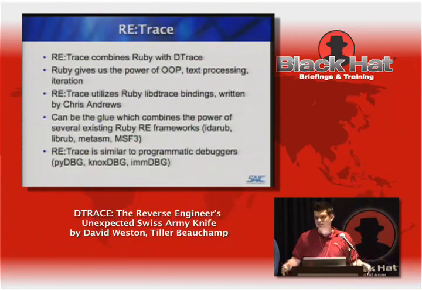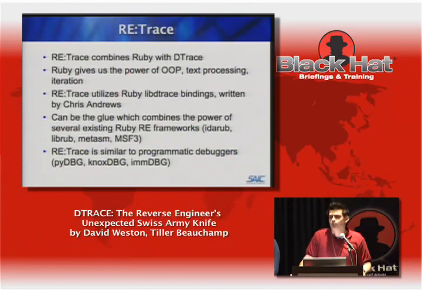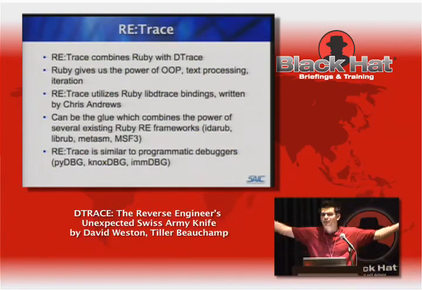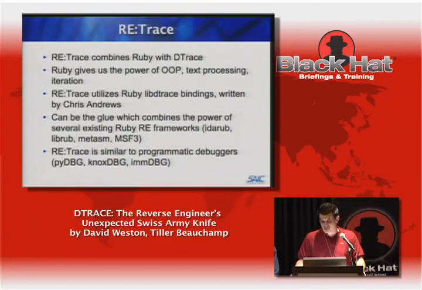So what this gives us is, as I said before, great object-oriented programming. We can create tracer objects that would provide a really powerful high-level API for people interested in reverse engineering tasks. We can do iteration. Wow, imagine that. We have a loop and a lot of those other things. One of the best aspects of using Ruby is that we can leverage the existing Ruby-based reverse engineering frameworks like Metasploit, IDARub, librub, metASM, all of that great stuff. So this puts it in a class similar to programmatic debuggers like PyDbg, NoxDbg, and Immunity's great debugger.